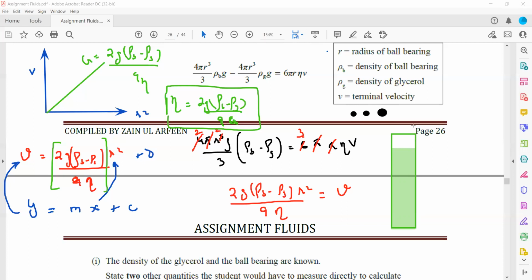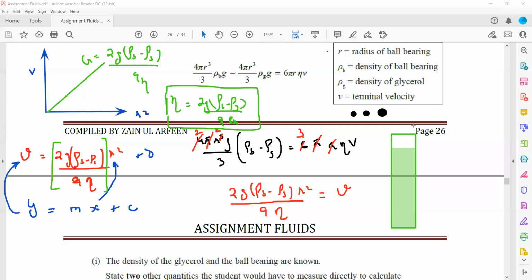So when we change the ball bearing, the radius changes, the size of the ball bearing changes, and that will automatically change the terminal velocity at which they move through this glycerol. So for different ball bearings made up of the same material, the density is not changing, but the size of the ball bearing or the radius is changing.